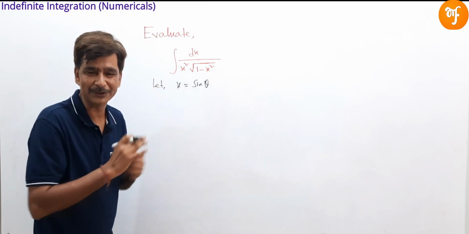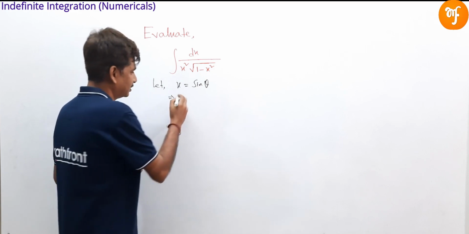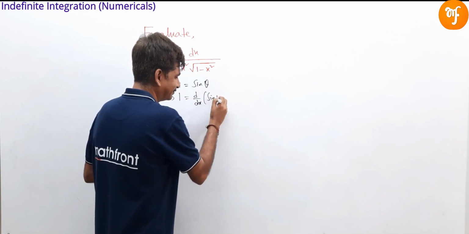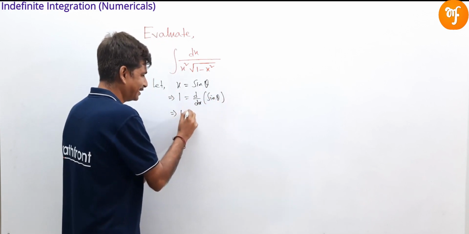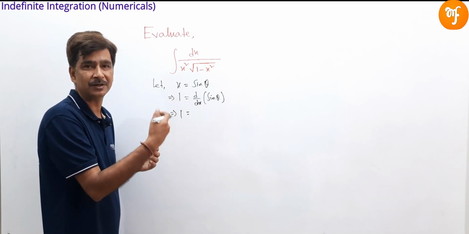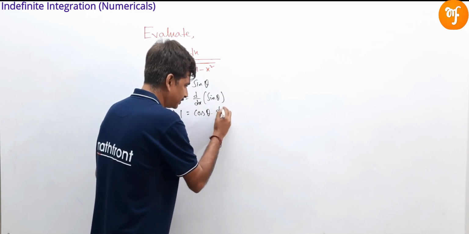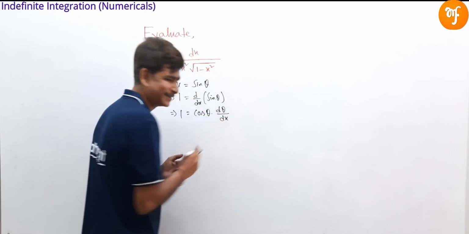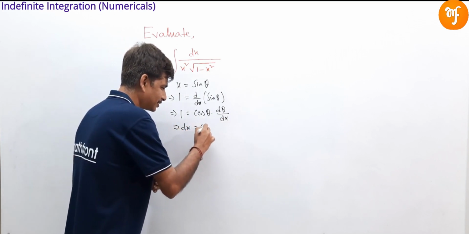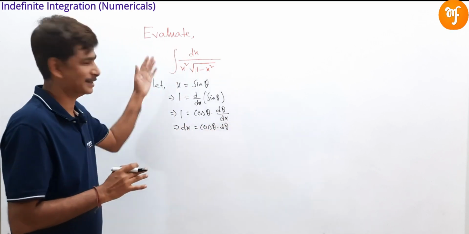Now differentiating both sides with respect to x. So d/dx of x is 1. So 1 is equal to d/dx of sine theta. Okay. So 1 can be written as d/dx of sine theta is cos theta into d theta by dx. So we are writing this as cos theta into d theta divided by dx. So what is dx? dx is cos theta into d theta.